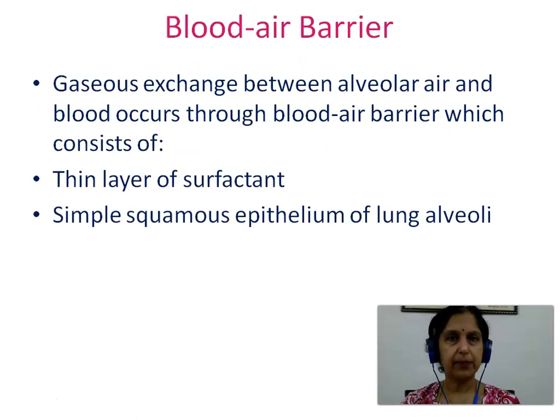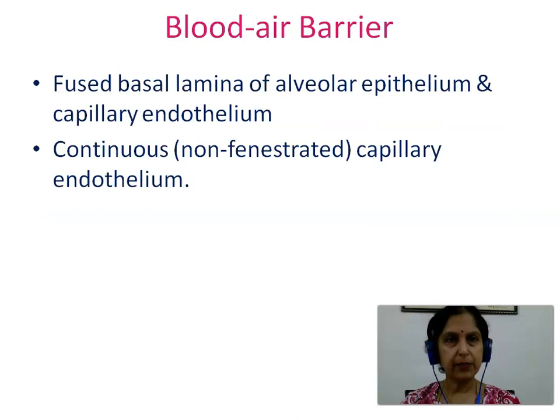We now see the blood-air barrier. Gaseous exchange between the alveolar air and blood occurs through the blood-air barrier, which consists of 4 layers. A thin layer of surfactant, simple squamous epithelium of the lung alveoli, fused basal lamina of alveolar epithelium and capillary endothelium, and the continuous or non-fenestrated capillary endothelium.